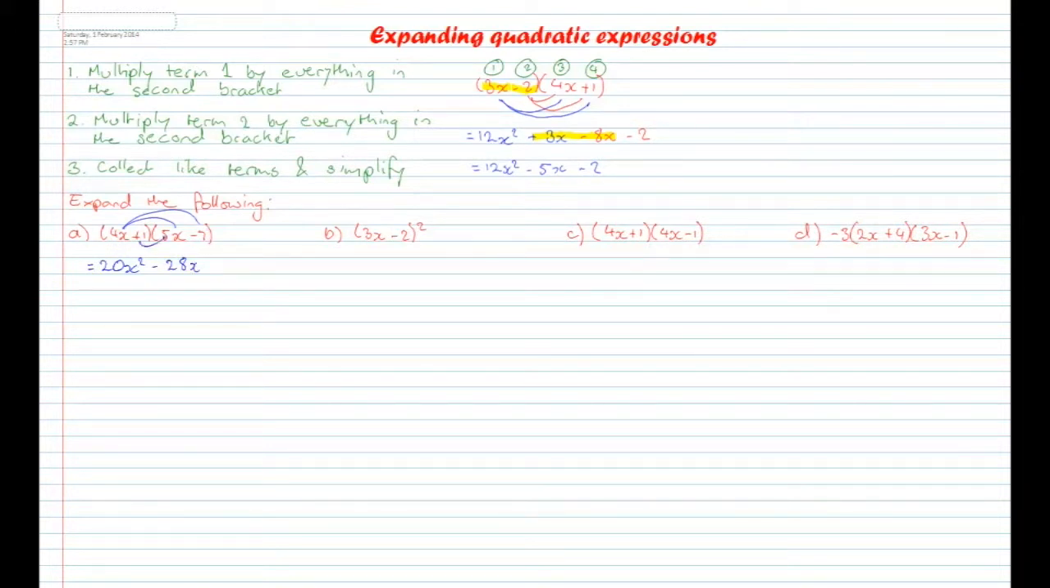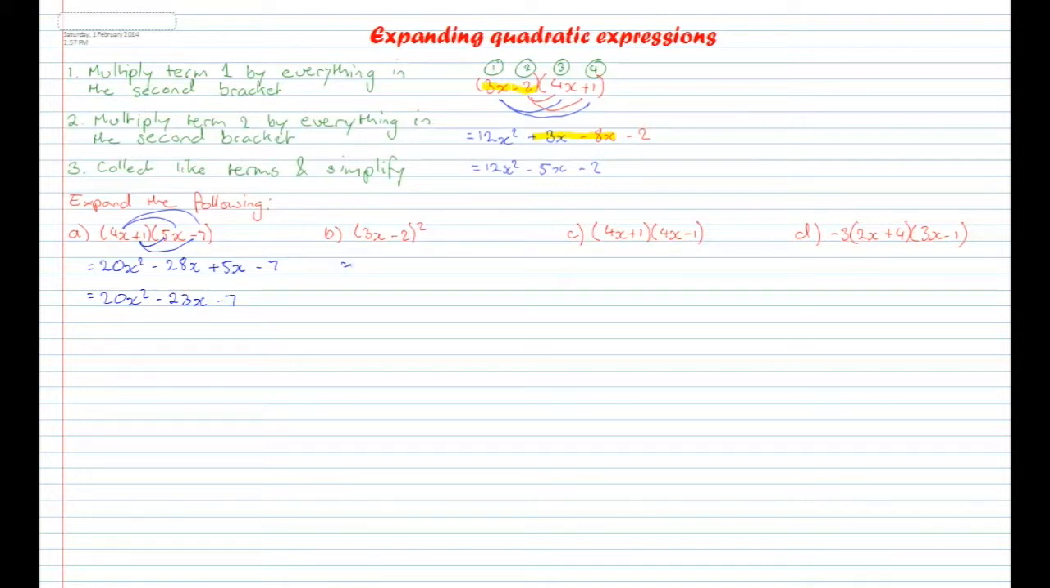There you go, 1 times 5x and 1 times negative 7. So 1 times 5x is positive 5x, and 1 times negative 7 is negative 7. Collect like terms now, you're going to get 20x squared, negative 28x plus 5x is negative 23x, minus 7.